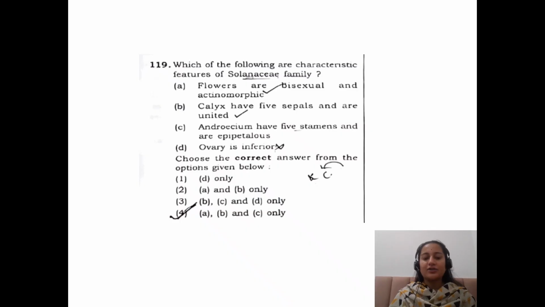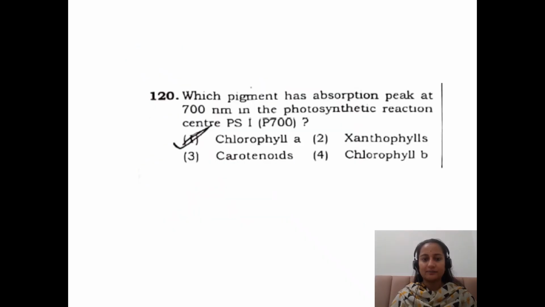Which of the following is a characteristic feature of the Solanaceae family? So we have different families. This question is also from morphology in flowering plants. Flowers are bisexual and actinomorphic. Correct. Calyx have 5 sepals and are united. Yes, they are in gamosepalous condition. The androecium have 5 stamens and are epipetalous, correct. The ovary is inferior, this is wrong. The ovary is superior and all the floral parts are present below the ovary. So only 3 statements are correct.